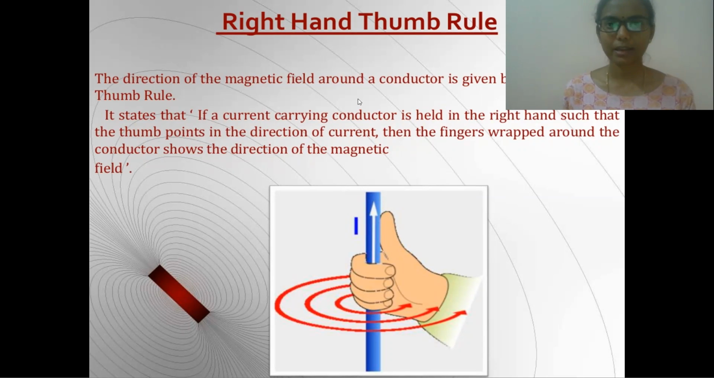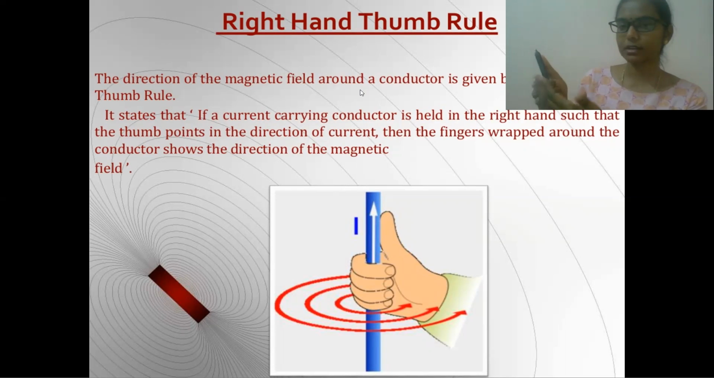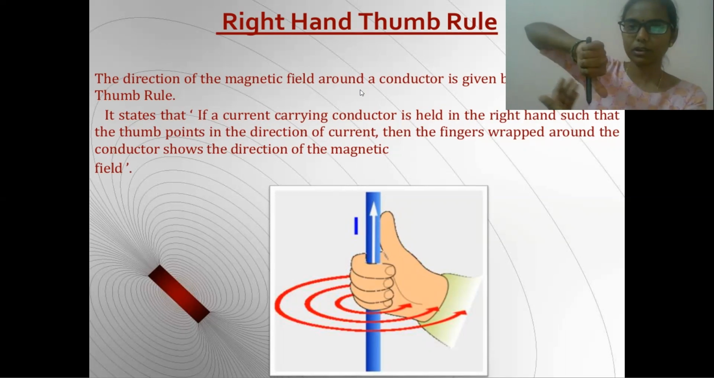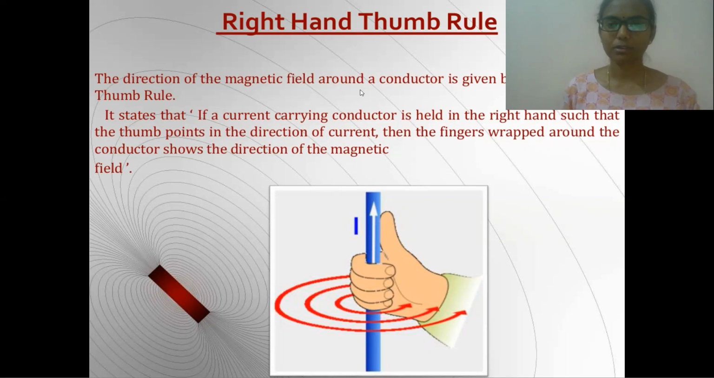Clear, children? What is the right hand thumb rule? Take a conductor. The current flowing in the conductor is represented with the thumb, and the fingers curl around the conductor, showing the magnetic field circulating around the conductor. Suppose current is going upwards, you can see the fingers rotating in a clockwise direction. Now current is going in the downward direction. When current is going downward in the conductor, you can see the fingers going in an anti-clockwise direction. Clockwise and anti-clockwise, or east to west, we can also call it.